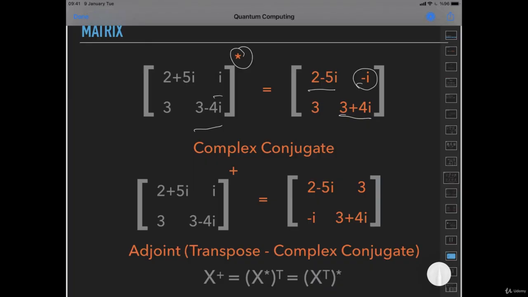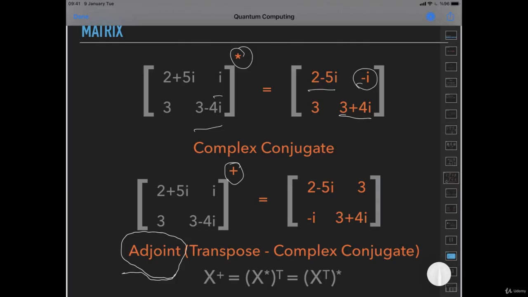Complex conjugate is shown with a star like this, and the reason why we're doing this is that we have something called adjoint, which is shown by the dagger sign or plus sign, and it means that you're going to have to take the transpose of a matrix and then the complex conjugate of that matrix. Again, this is called the adjoint of a matrix.